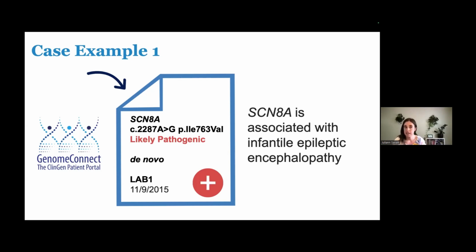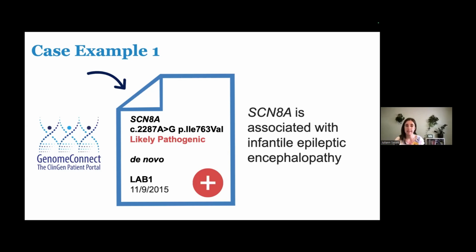A likely pathogenic variant in the SCN8A gene was identified. The SCN8A gene is a gene that we know is tied to health and disease. It's tied to a condition called infantile epileptic encephalopathy, which is a seizure condition. The specific variant was classified by the lab as likely pathogenic, meaning that they feel as though it would impact how the gene works in the body, would contribute to developmental differences, health conditions.